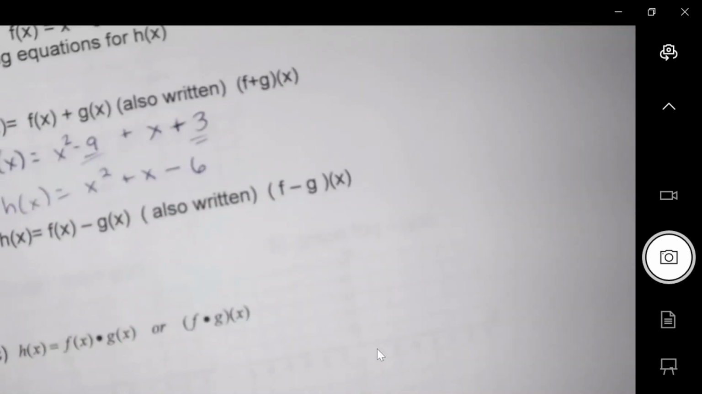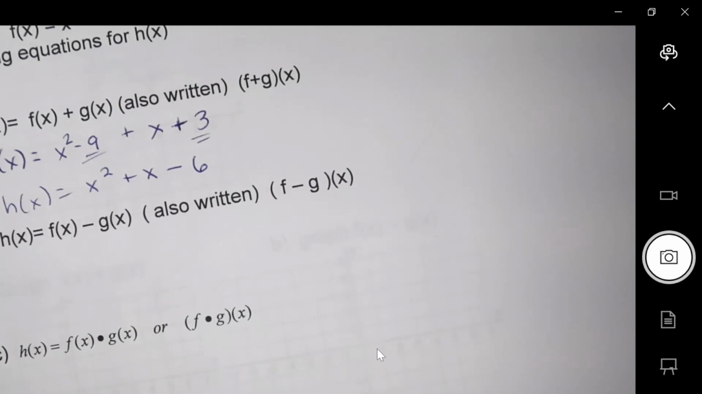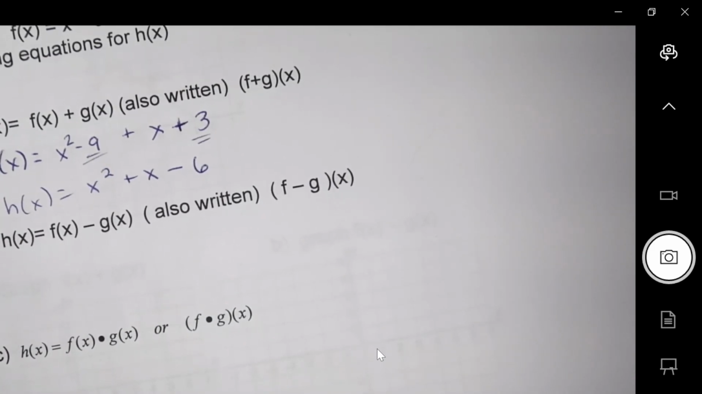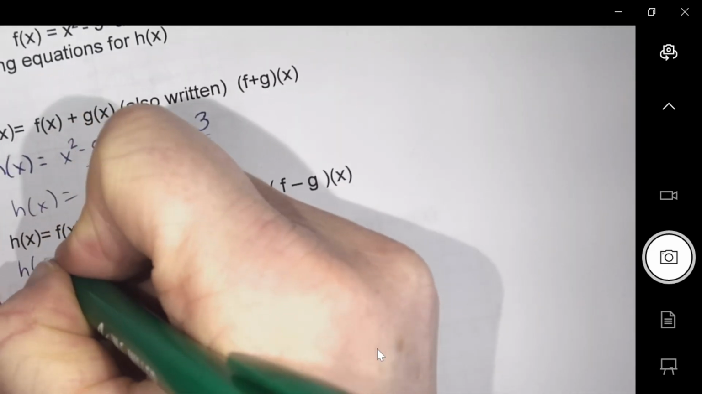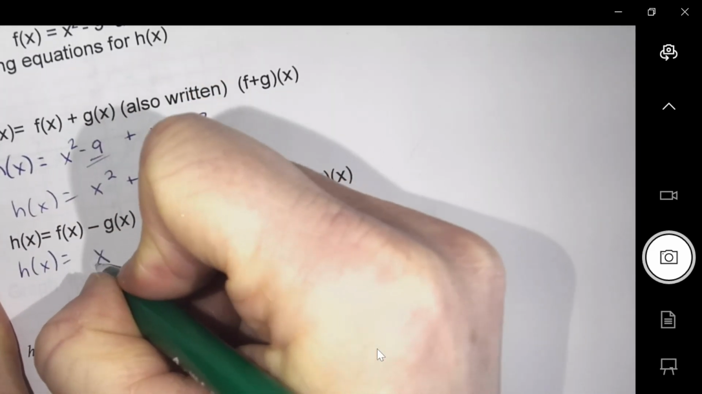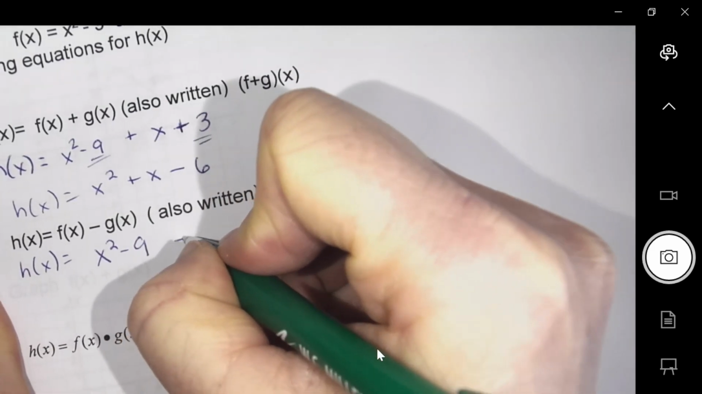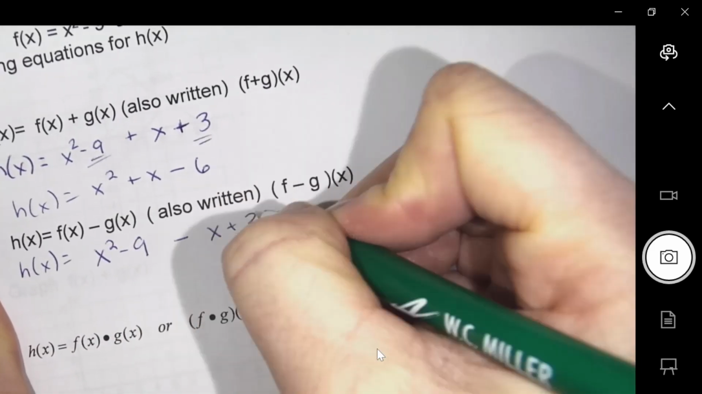People start to factor that. Okay? Factoring is actually the opposite of simplifying. So think about 4 times 5. It would simplify to 20. I don't want to all of a sudden cause 20 to turn into factors 4 times 5. That's not what I'm doing. So simplify. Okay, subtract. So h of x equals f of x minus g of x.